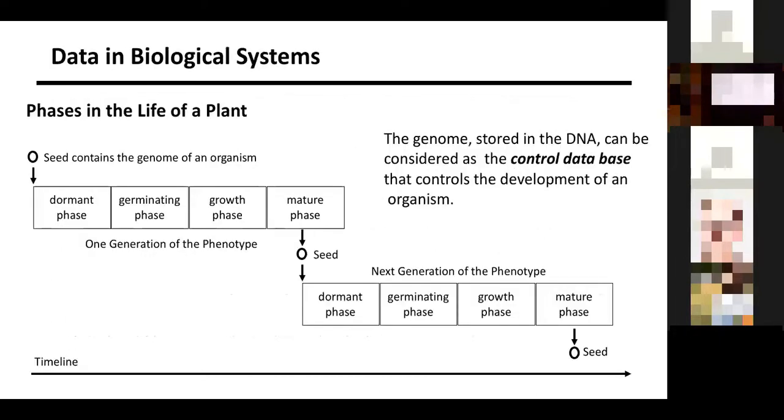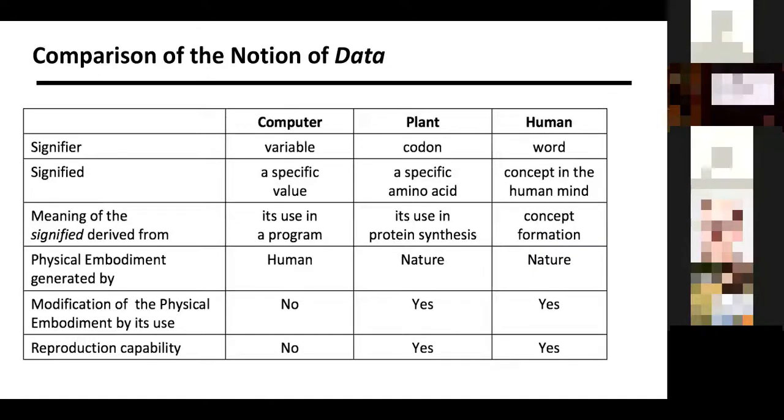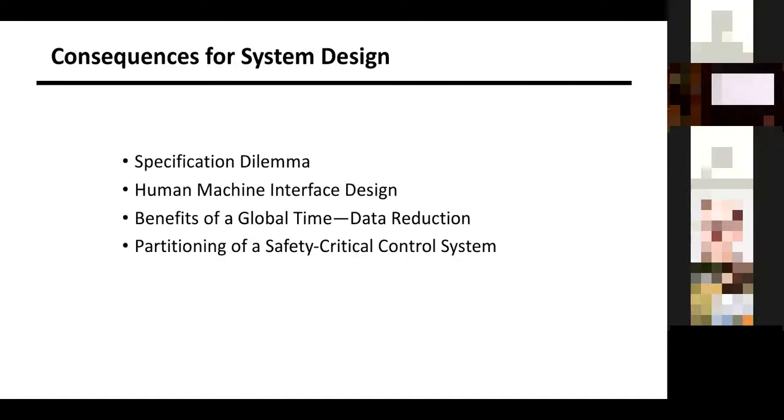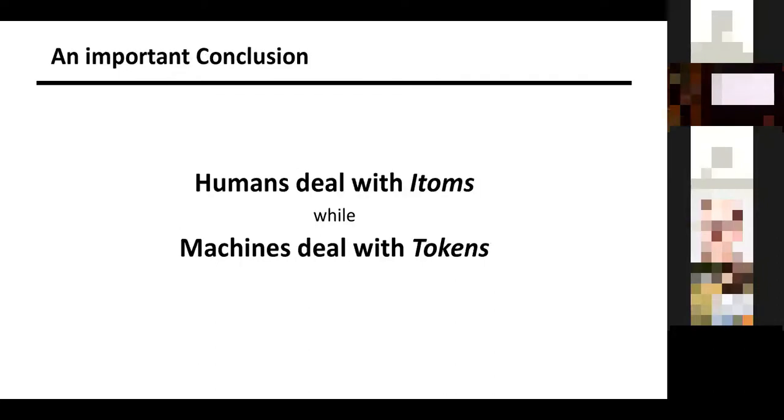Well, let me go a little bit. But I am skipping this data biological system because we are already short on time. But let me summarize, in this first part of the lecture, the most important point: that humans process items and machines process data. And that's a fundamental difference between human information processing and machine data processing.